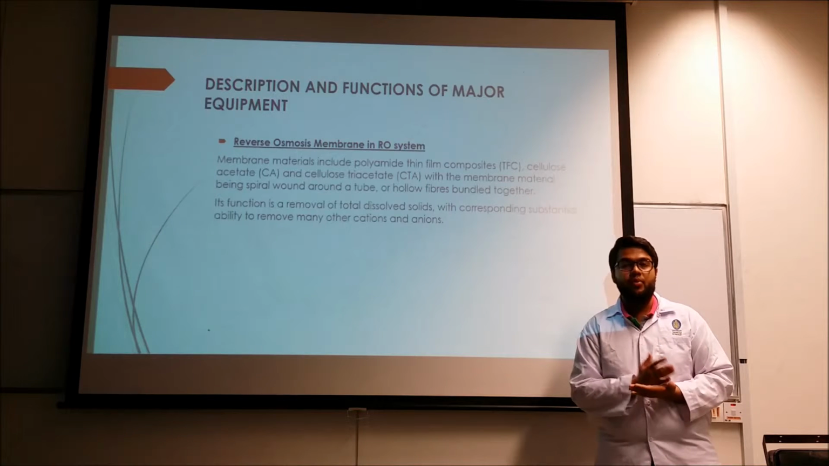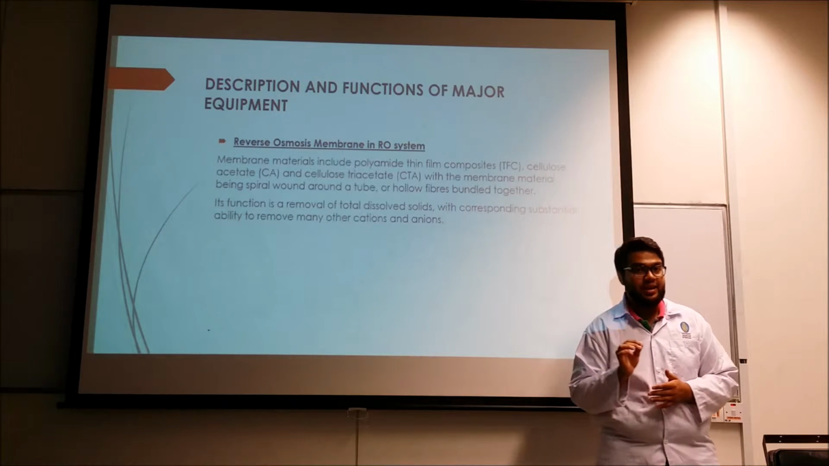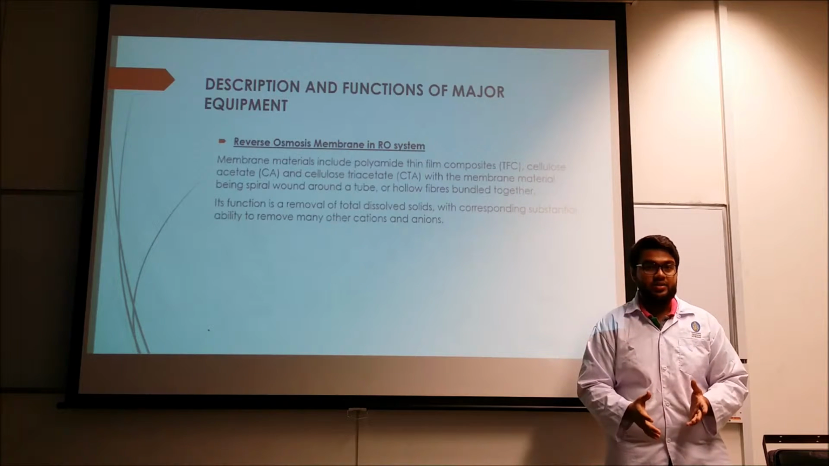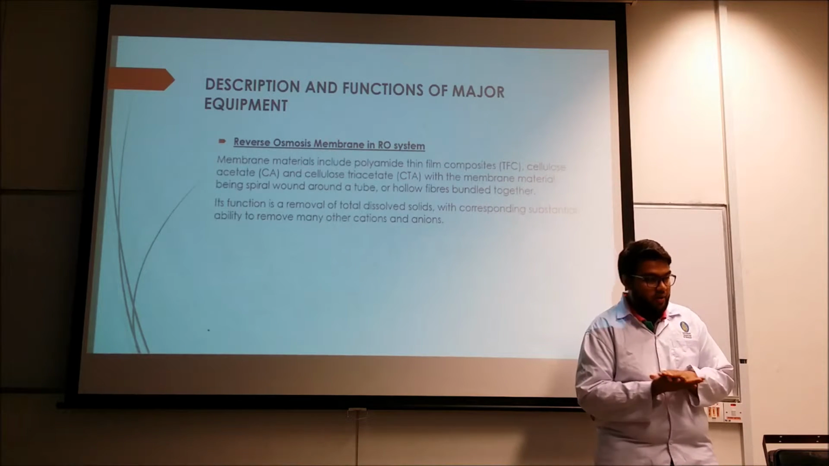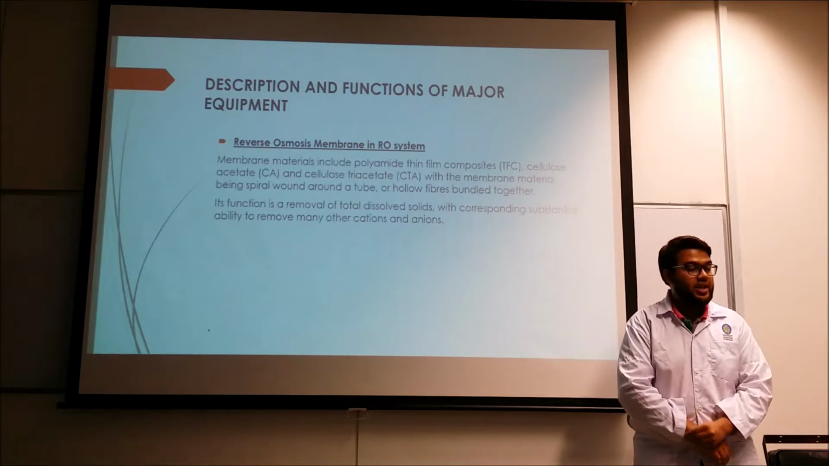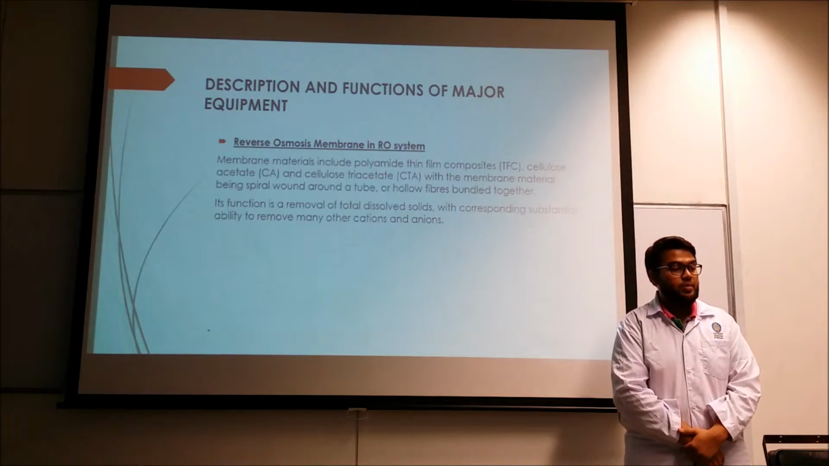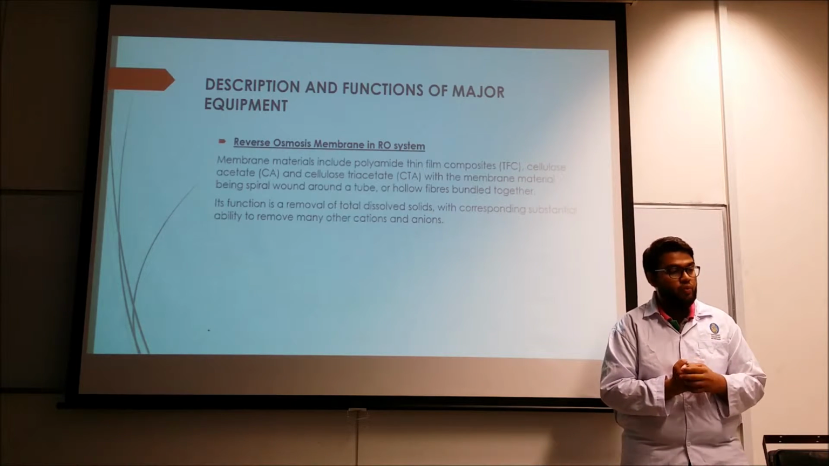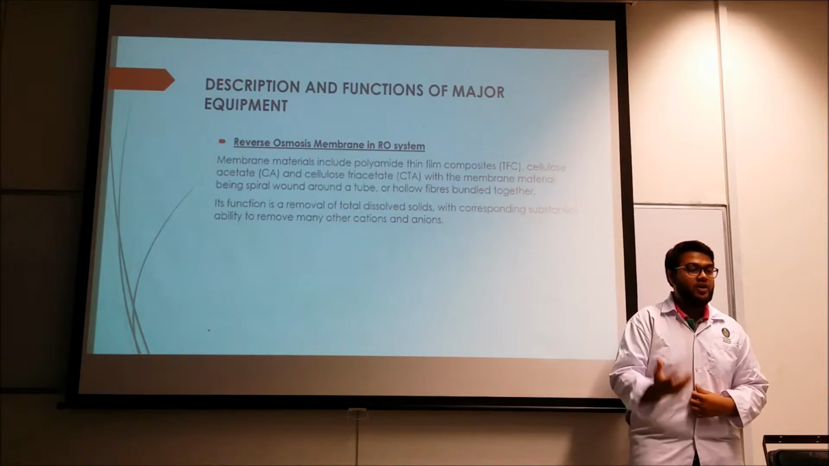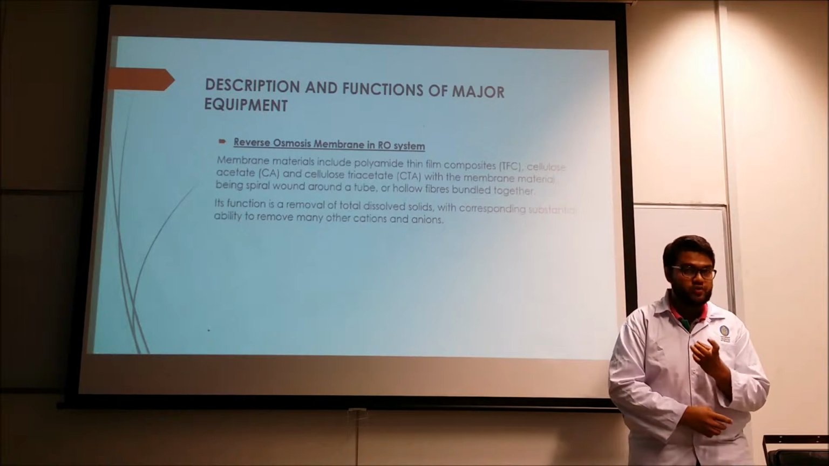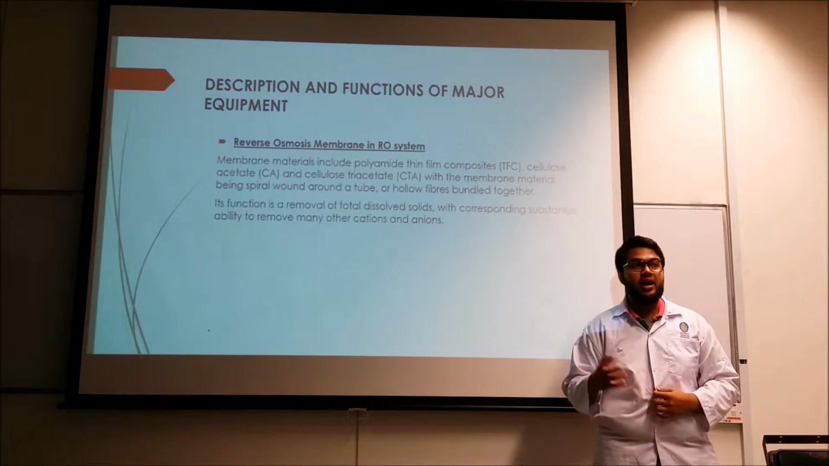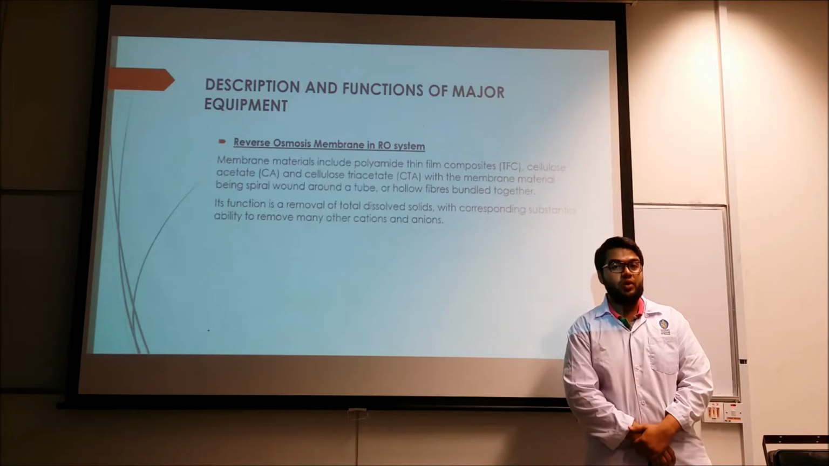The membrane, what does membrane mean? Membrane is a very thin layer that separates tiny particles from the liquid. Membrane is sometimes made up of polymer thin film composites and cellulose acetate, with the membrane material being spiral wound, tube, and hollow fibre bundles. So what is its function? Its function is to remove total dissolved solids, with the corresponding ability to remove many other undissolved elements. That's what we do for membrane.